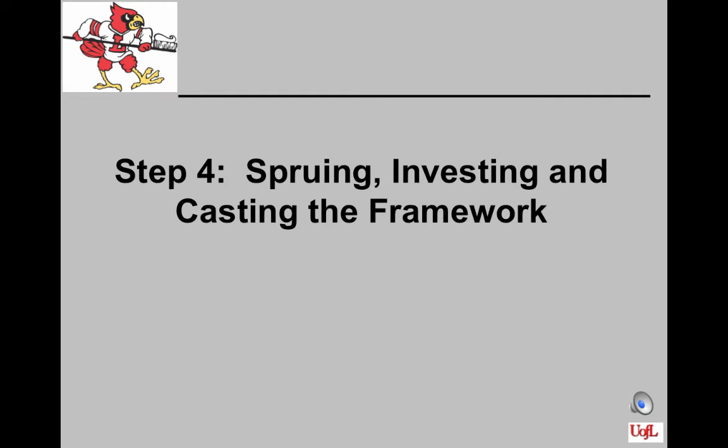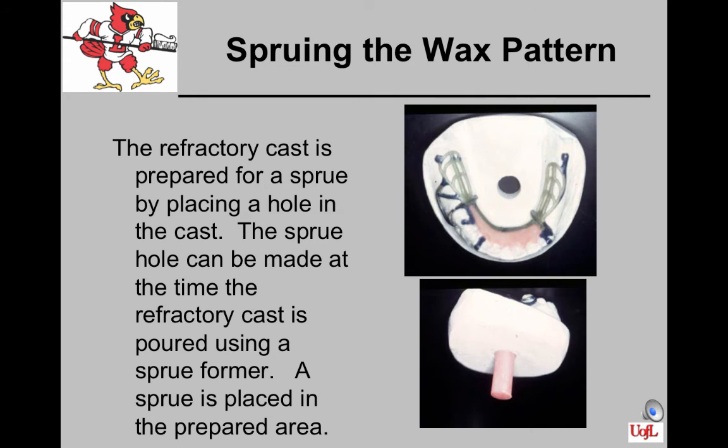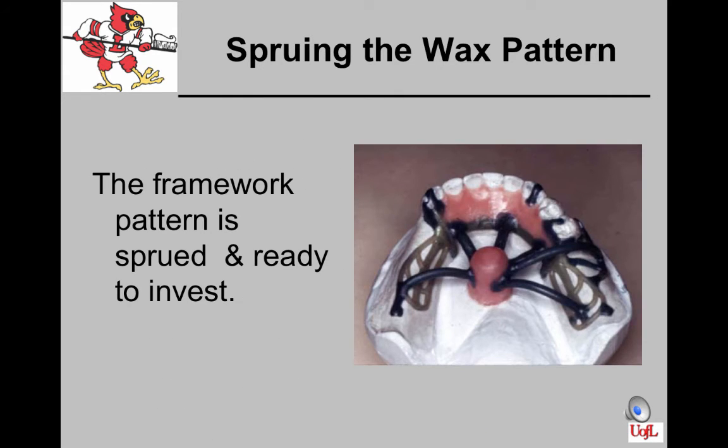Once the framework wax pattern is complete, we're ready for step 4, which is to sprue, invest, and cast the framework. The refractory cast is prepared for a sprue by placing a hole in the cast. The sprue hole can be made at the time the refractory cast is poured using a sprue former. A sprue is then placed in the prepared area. Auxiliary sprues are then added to assure complete casting of metal into the casting ring investment pattern.